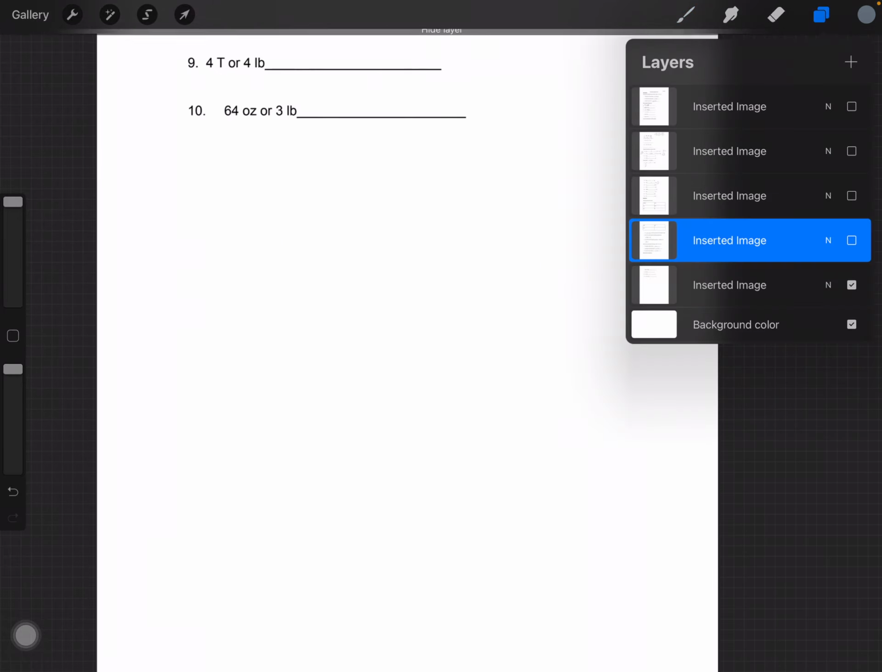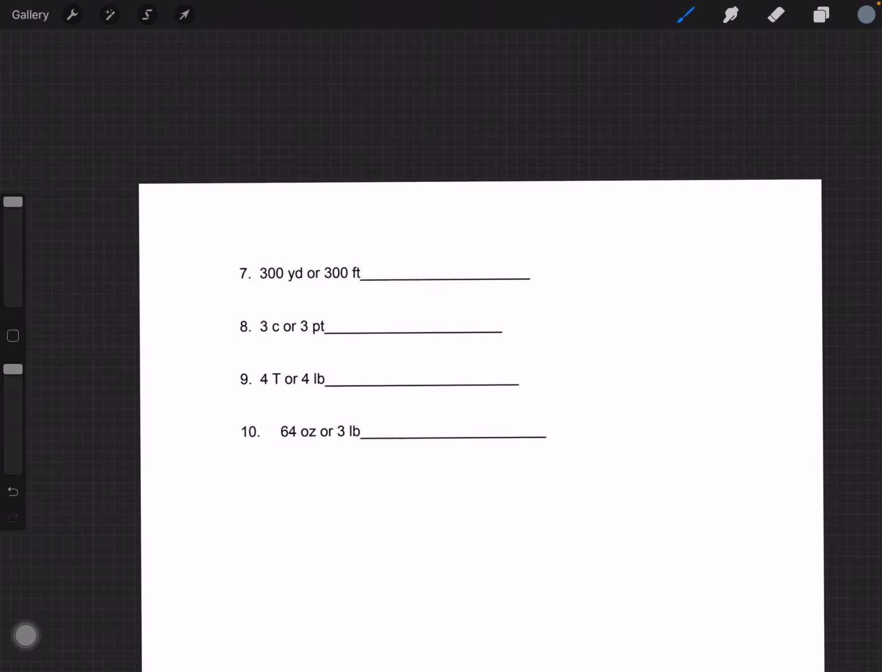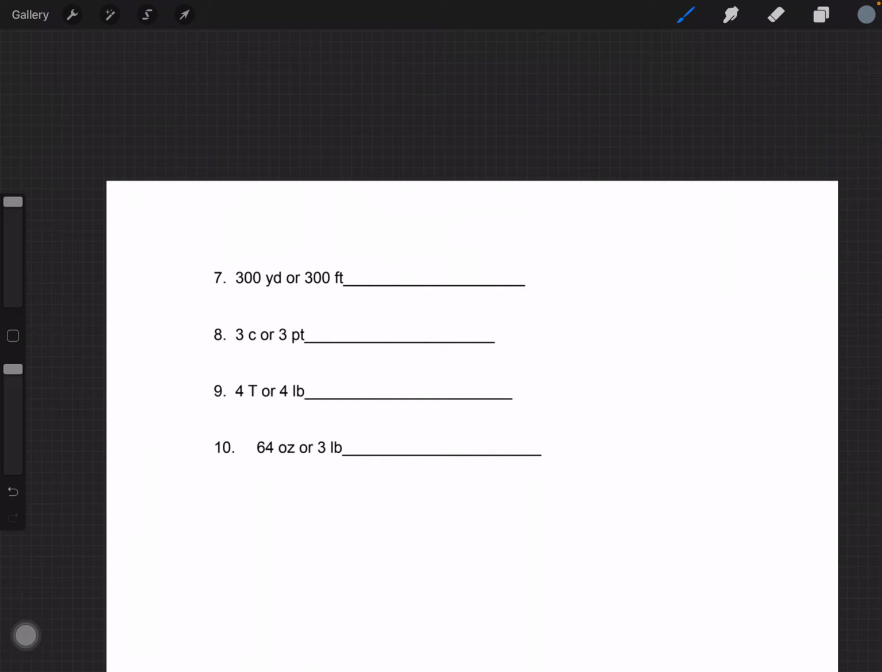So it says name the greater measurement. We're looking at this here. So 30 yards or 30 feet. We already know that yards are 3 feet, so that's obviously bigger. So yards. 3 cups or 3 pints. Well, in 1 pint there are 2 cups. So 3 pints is 6 cups, and there's only 3 here, so pints.